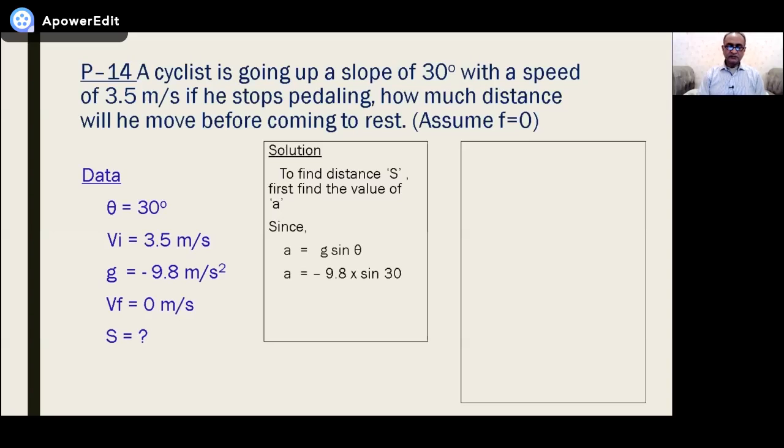Substituting the values, the value of g is minus 9.8, sine, and the angle is 30. What is the value of sine 30? 1 upon 2, or 0.5. So when we multiply these two, the acceleration we got is minus 4.9 meter per second square.